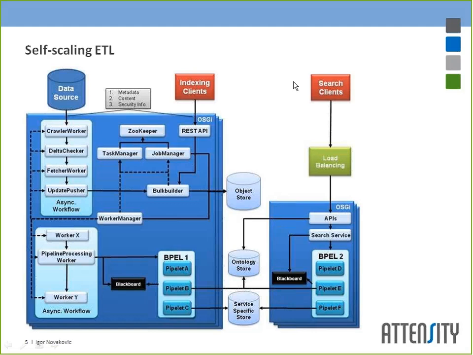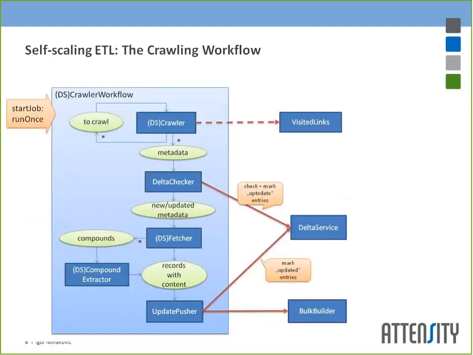So if we take now a closer look at what is really going on in this self-scaling ETL, we can see that first of all, the ETL has got its own workflow. We call it a crawling workflow, which is actually an asynchronous workflow with a special configuration. And now this whole crawling, fetching, and pushing process has been separated into several components. With a prefix DS, you can note that each of those components is actually data source specific.